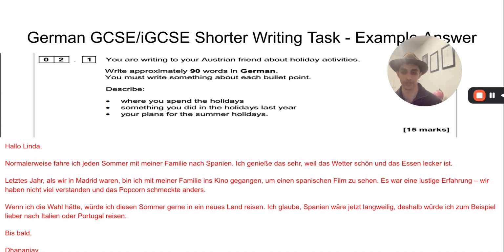I have varied my tenses to some extent too. As mentioned, that first bullet point is quite general, and so I've stuck with the present tense there, although I have used some perhaps slightly harder structures. Mit followed by the dative, for example. Genießen, that's perhaps a more advanced verb, to enjoy or to relish.